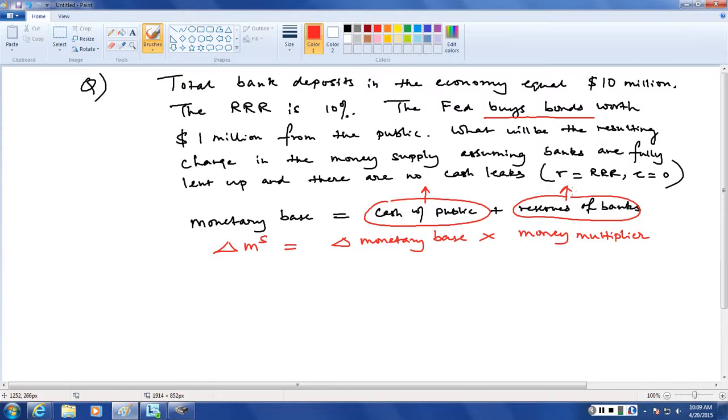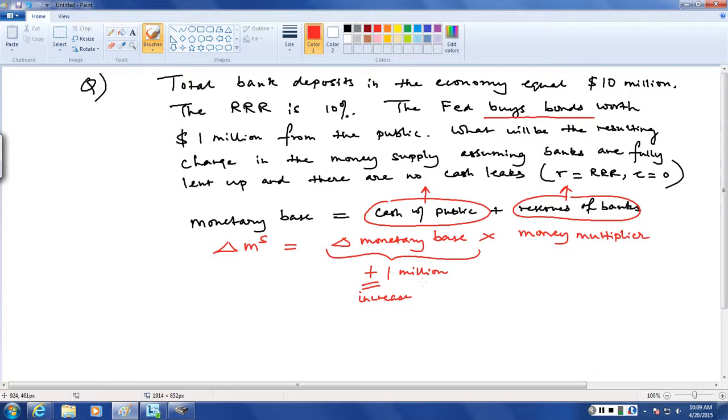So in our case here, the Fed's buying bonds worth 1 million from the public, so the change in the monetary base is going to be how much? Plus 1 million, isn't it? Because the Fed is buying bonds worth $1 million, giving you $1 million cash, which is going to bump up the monetary base by $1 million. Is that right? So we know what the delta monetary base is, change in the monetary base. It's plus 1 million. The plus comes from the fact that this is an increase, isn't it? A positive change is an increase, right?